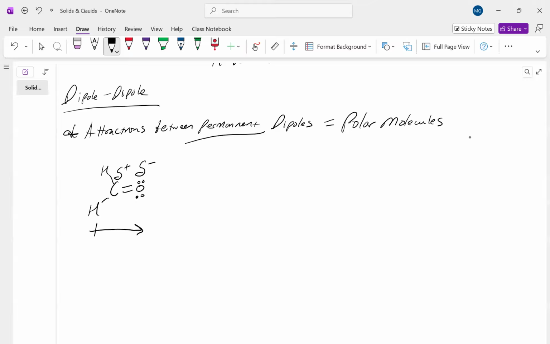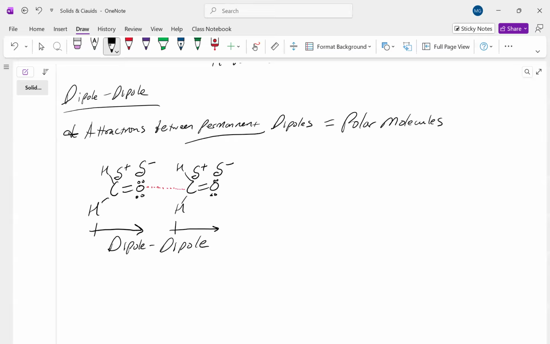Now let's associate this with another molecule of formaldehyde, which has the exact same dipole moment. The oxygen's partially negative, the carbon is partially positive. Where do you think the attraction is going to lie? The attraction is going to be between this negative pole of oxygen and this positive pole of carbon. And so this is why they call this a dipole-dipole interaction.